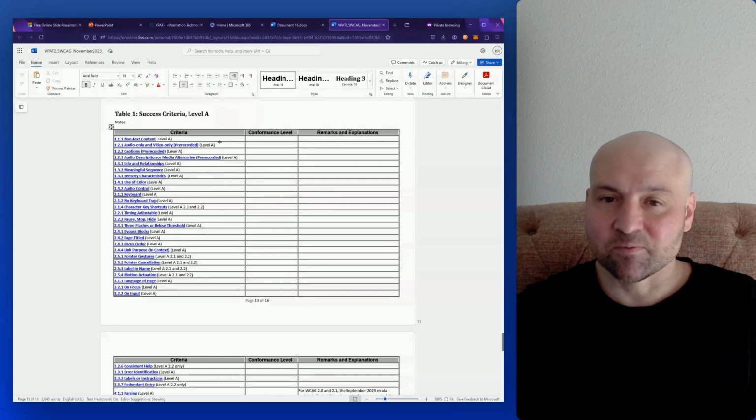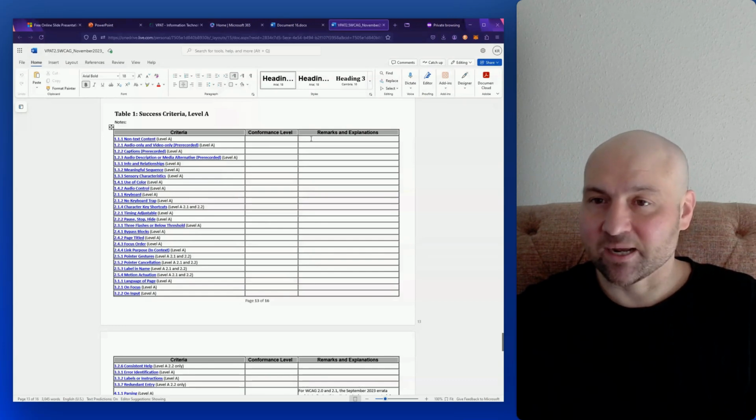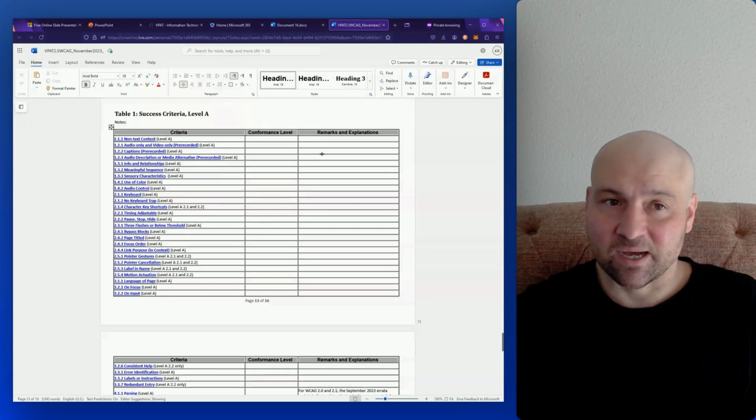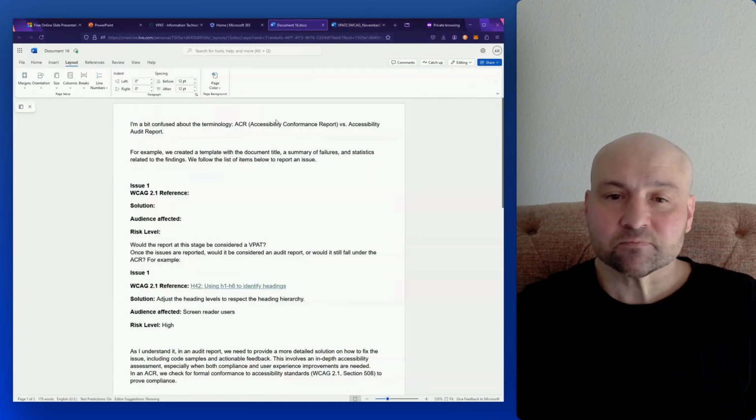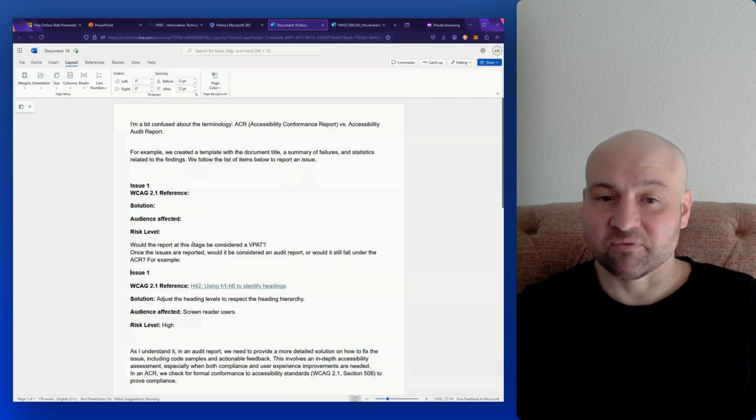So in this first column, we have the criteria, then we have the conformance level, and then we have the remarks and explanations. So the important thing to keep in mind here is that the VPAT is a standard document. The audit report is not standardized. So, would this report at this stage be considered a VPAT? No, because you need to go and download the VPAT. So VPAT stands for Voluntary Product Accessibility Template.